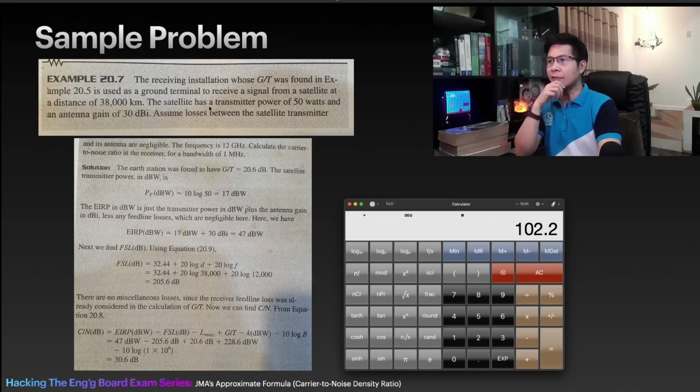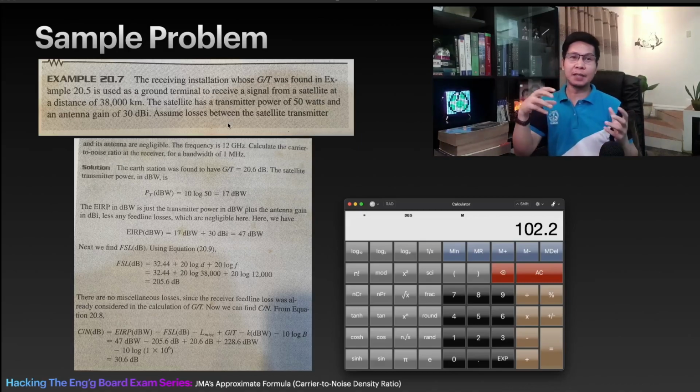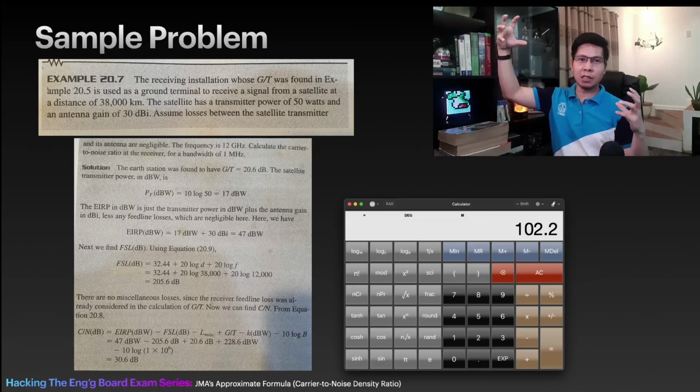The satellite has a transmitter power of 50 watts and an antenna gain of 30 dBi, or dB relative to an isotropic antenna. Assume losses between the satellite transmitter, ito yung sa second page, o sa next page, and its antenna are negligible. So, wala daw losses. The frequency is 12 gig. Calculate the carrier to noise ratio at the receiver for a bandwidth of 1 megahertz. So, ito naman is baliktad naman ito. This is from the satellite to a receiving earth station. So, this one is downlink transmission.